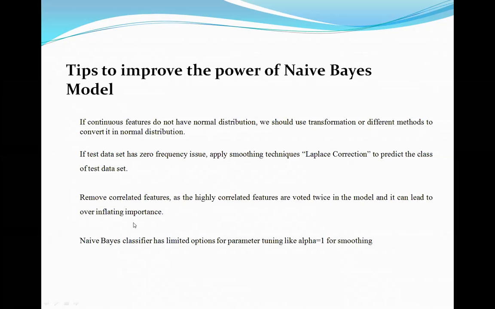And moreover, while you are working with naive Bayes, you have to remove the correlated features. This is also something we will see in feature engineering, how to remove the correlated features. Whenever we are working with the data, first we have to remove the correlation. Okay. And the last point is that the naive Bayes classifier has limited options. This is a very important point, guys.